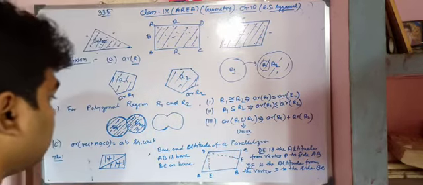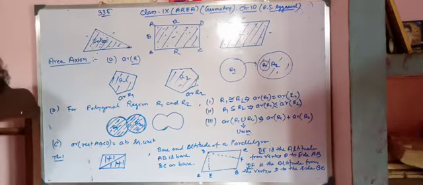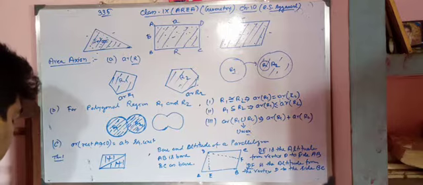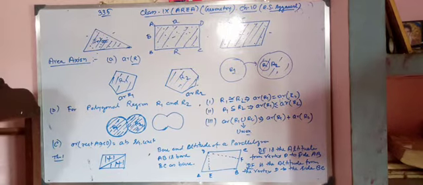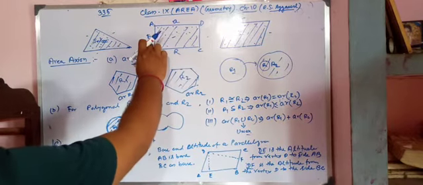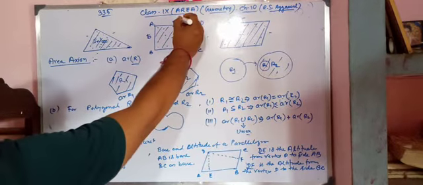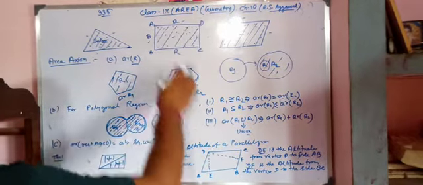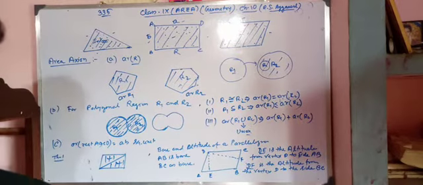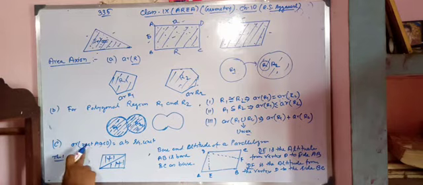Next, move to area axiom C, that is for a rectangular region ABCD with AB equal to B unit and AD equal to A unit. I am taking AD equal to A, AB equal to B, that is length equal to A, breadth equal to B. So what will be the area of the rectangle? Area of rectangle ABCD is equal to AB square unit.